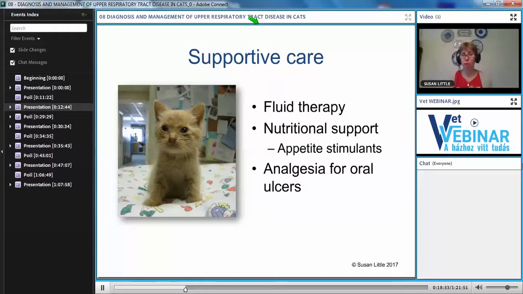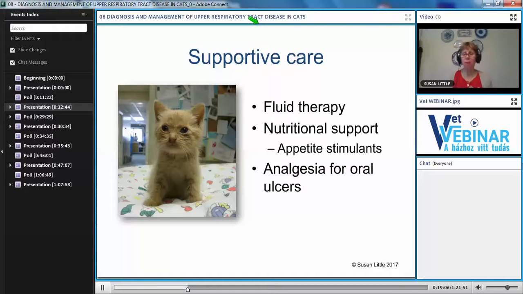They might need nutritional support. Often the little kittens are very congested, so we have to keep their nasal passages clear, and we might have to hand feed them. Older cats might need an appetite stimulant like mirtazapine, for example, to get them eating. We might need to treat a fever in these guys. If they do have oral ulcers that we can see with calicivirus, remember that that's painful. So I would add in analgesia, maybe something like buprenorphine, for example.